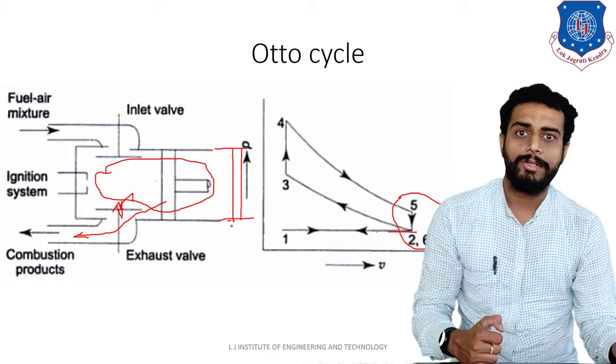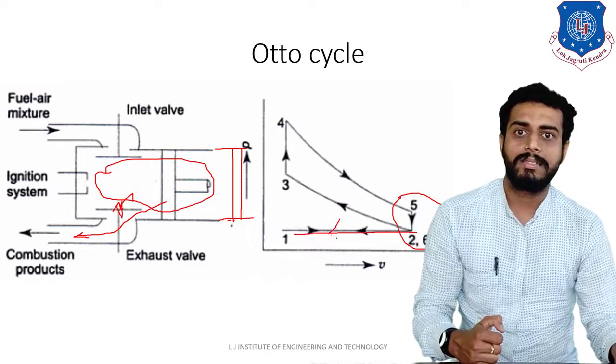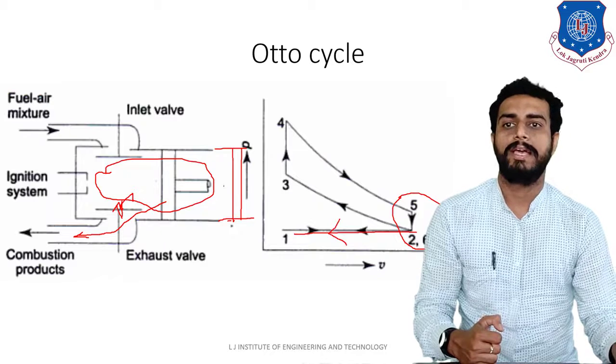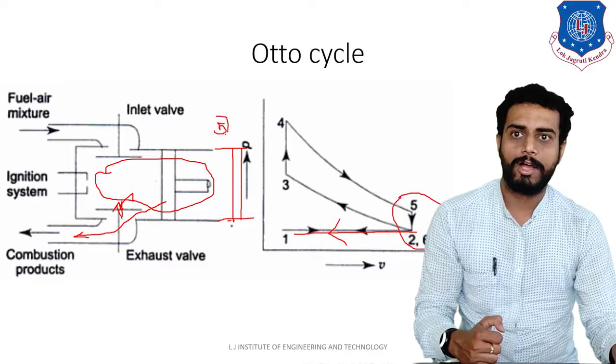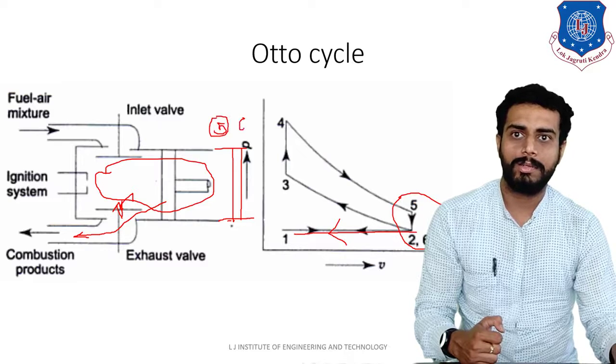And further, during this 6 to 1 process, the exhaust will be there. Now 6 to 1 is what? See, that means this will be your 5 point and also this will be your 6 point, right?